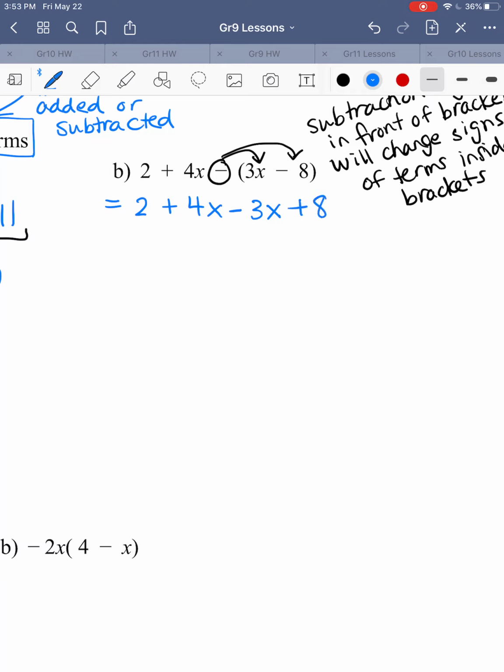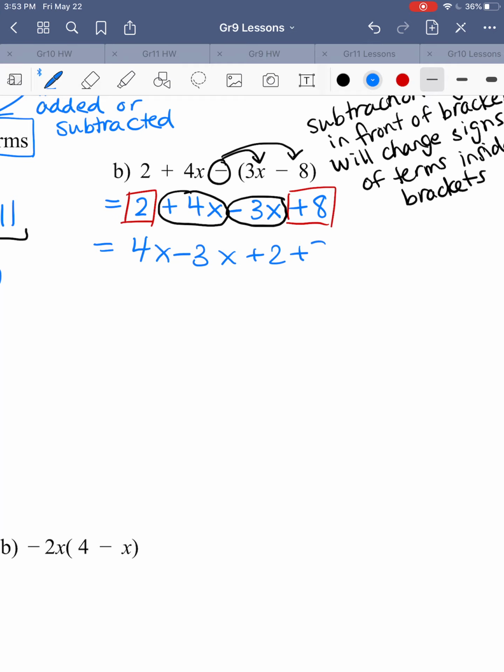Okay, now I'm going to go through and put a box around my constants. It doesn't matter what shape you use or color or whatever, you're just grouping things together. And then I will put a circle around my terms that have an x. And I'm going to rewrite them beside each other. So 4x minus 3x plus 2 plus 8.